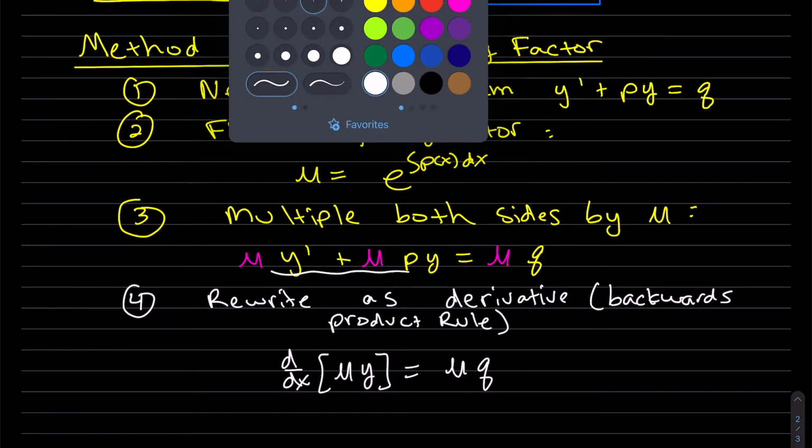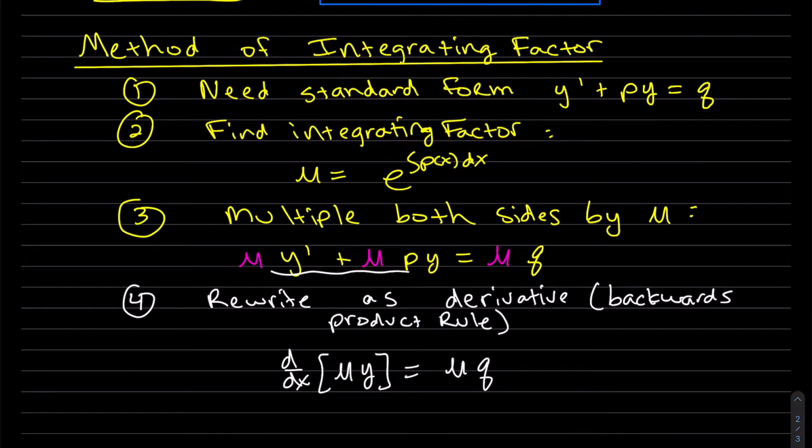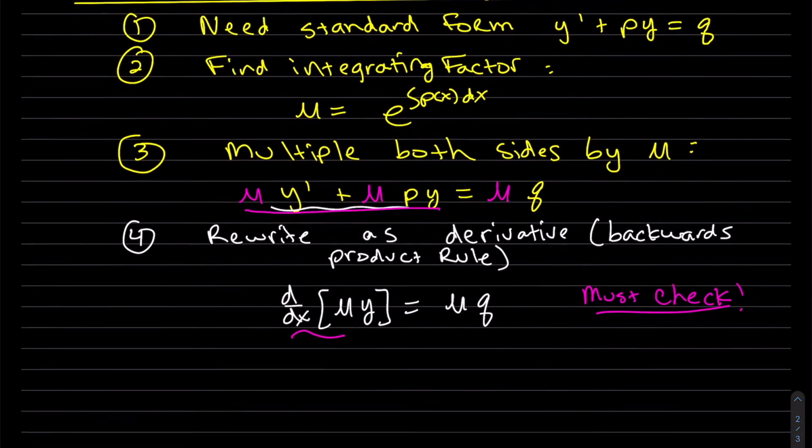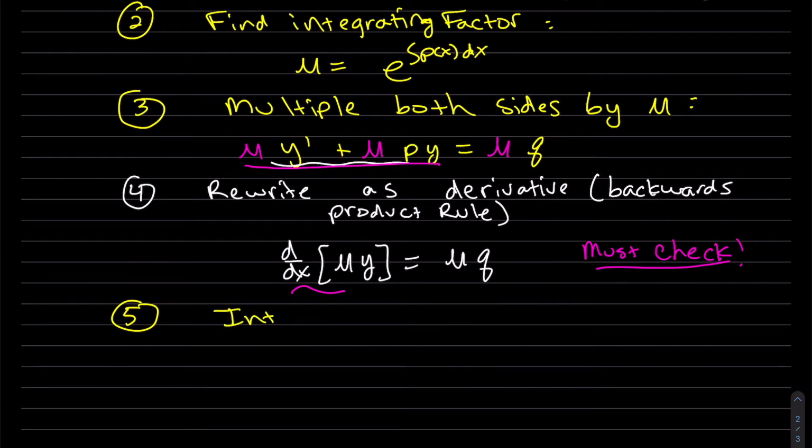And my only advice here is you must check. I'll tell you, the most common mistake is you forget if it's a minus. People forget the minus and you're off by a negative and it doesn't work out. Okay, so this is where you can catch that mistake if you check. Meaning, take the derivative of mu times y and see if it actually is equal to this. It should be. Next, integrate both sides and solve for y.